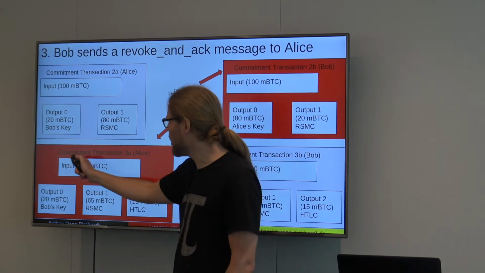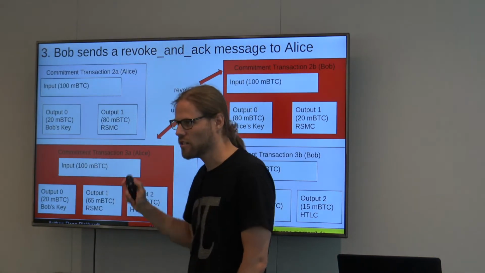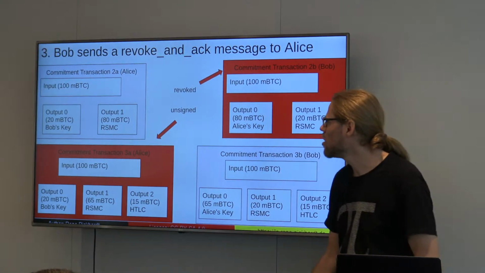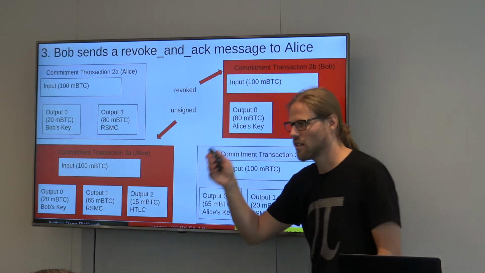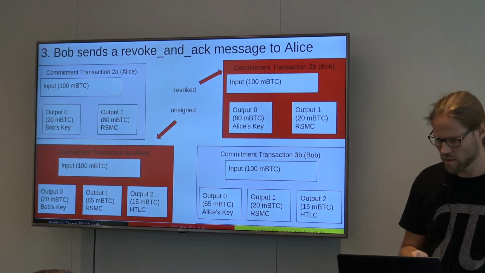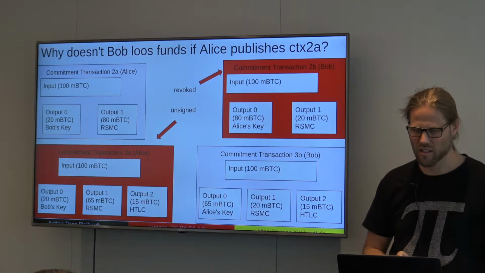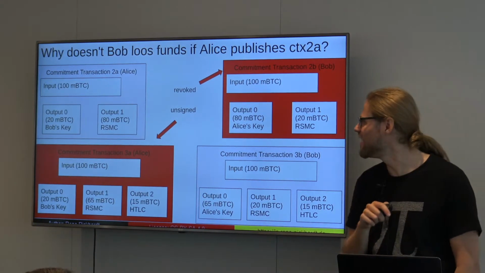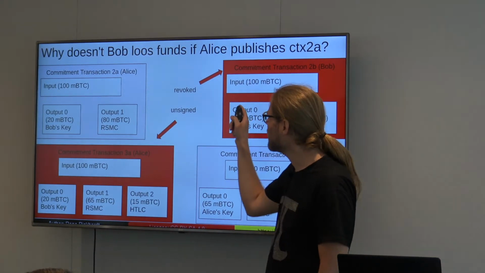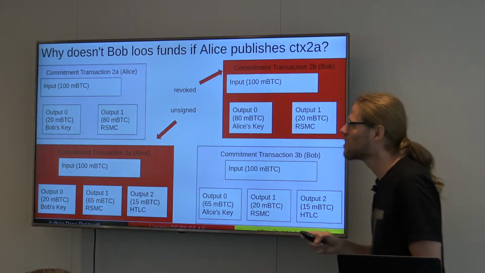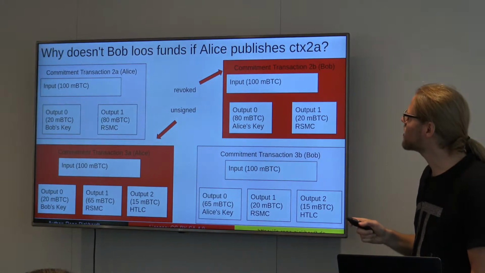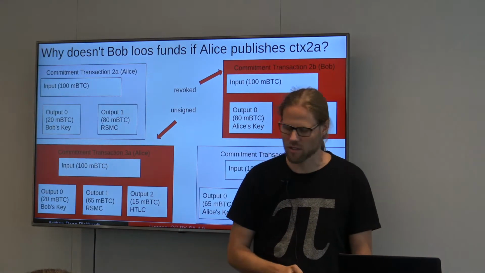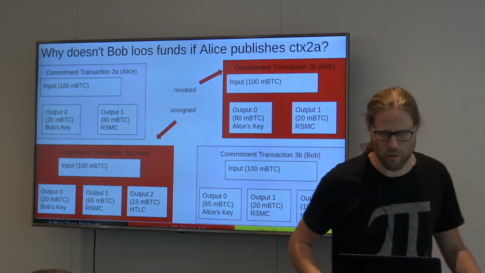Alice, meanwhile, creates her own commitment transaction. Remember, both parties have their own commitment transaction, but this one is still unsigned. So Alice needs to wait. Oh, question. If we are in this scenario, and Alice has the idea of publishing this commitment transaction, why is Bob not losing money?